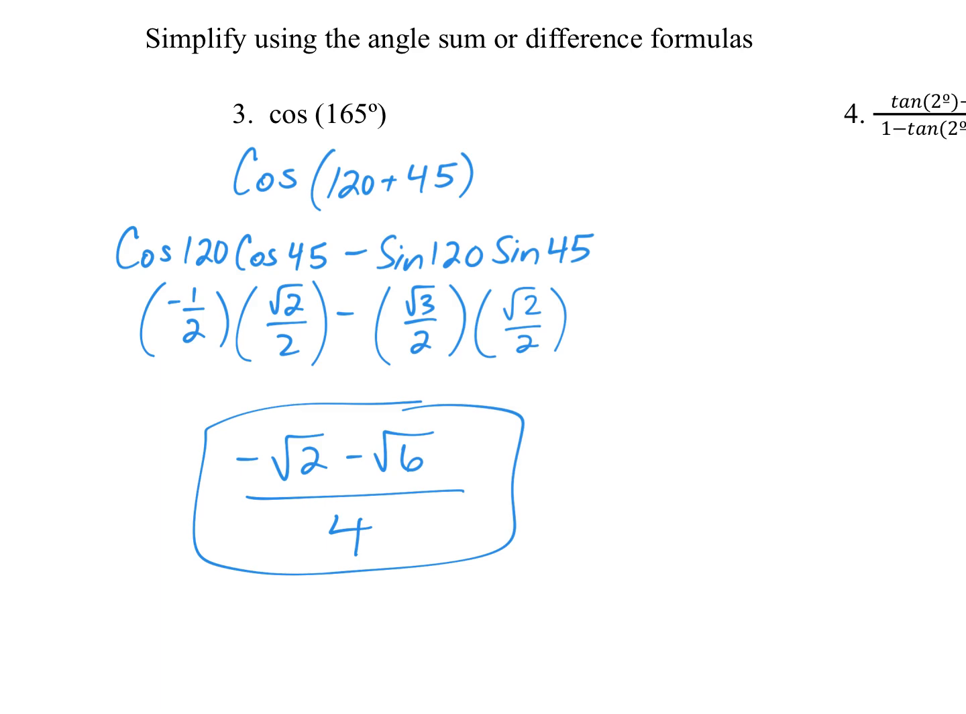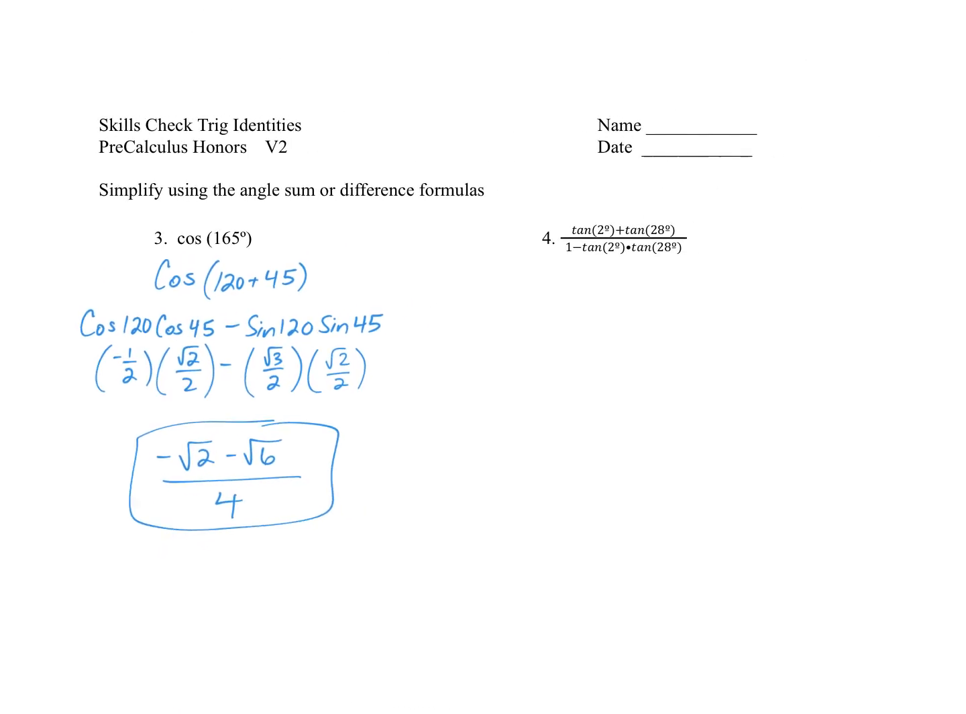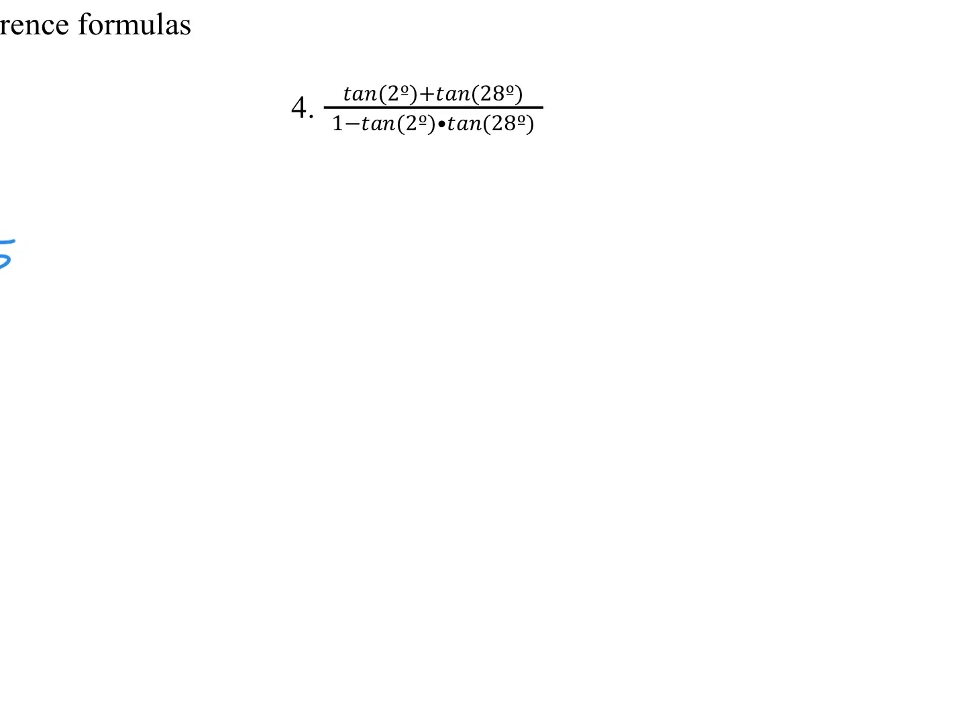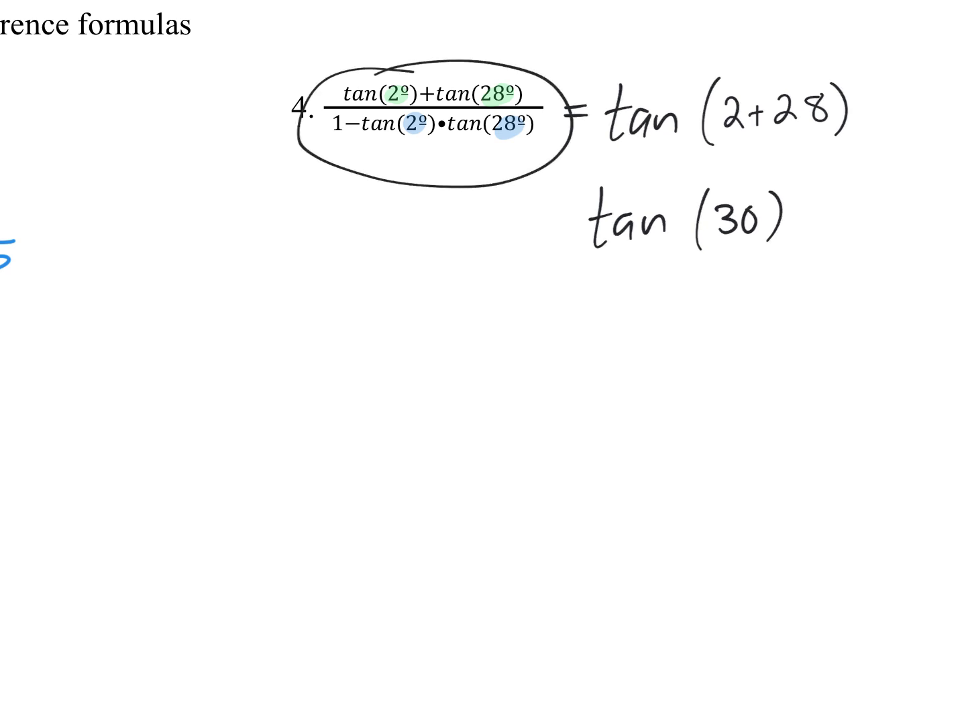There's our simplified answer. And then finally, on the last problem, I'm hoping that when you saw this, these angles raised your eyebrows a little bit, right? Those are strange angles that we don't work with quite a bit. What I'm hoping you realized is that this is the same as our tangent sum and difference formula. So we could condense this down pretty significantly, and we can see here that 2 plus 28 is 30. So what this whole big ugly expression is really telling me is to find the tangent of 30 degrees.